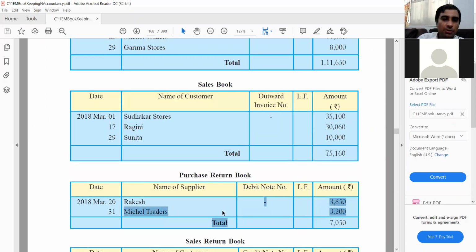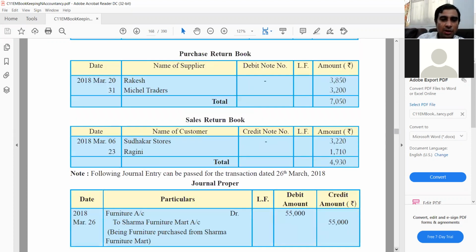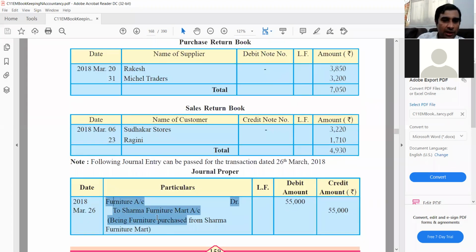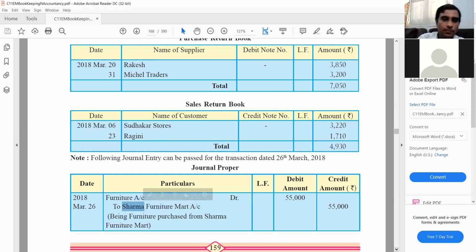Michael Traders 3,200. Okay, so these are the books which have been made, and there will be a journal proper in which that furniture entry has been passed. Furniture to Sharma account. That doesn't come in your purchase book, right? It comes here. Debit what comes in, furniture came in. Credit the giver, who is Sharma. Okay.